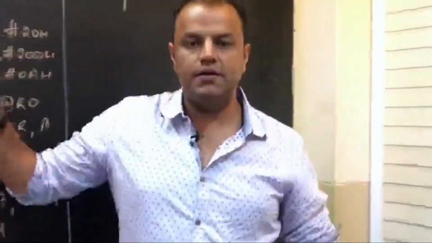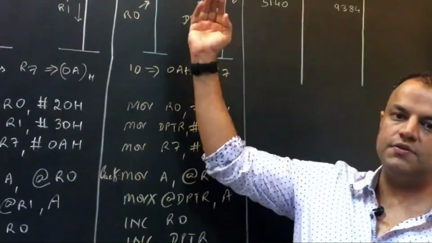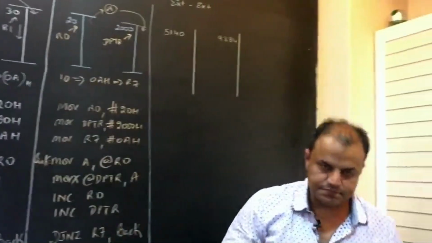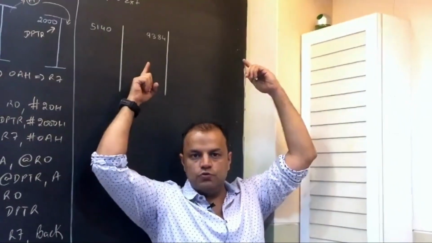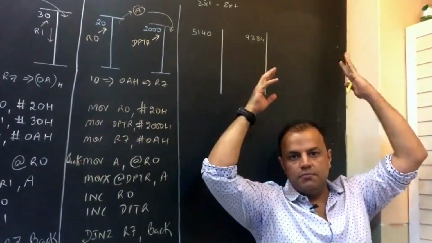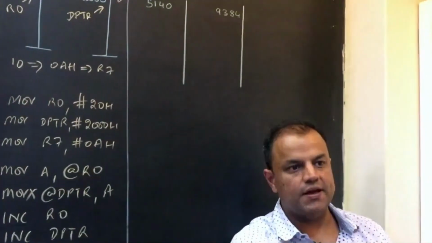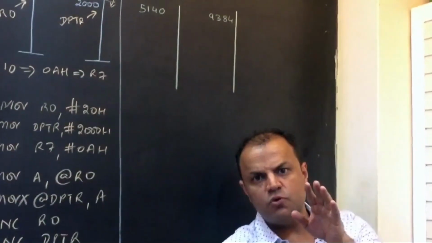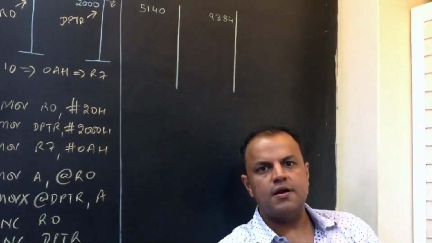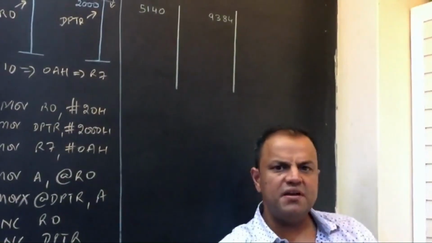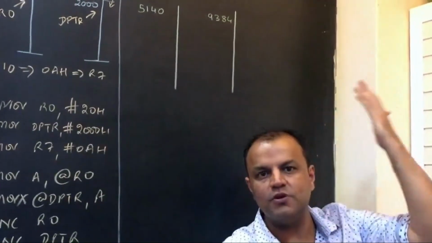When we did internal RAM to internal RAM, we used R0 and R1. Internal to external, R0 for internal, DPTR for external. External to external, I need a pointer for the source and a pointer for the destination, but I am helpless because there is only one pointer that works for external RAM, that is DPTR. Yes, if you've learnt addressing modes thoroughly, for external RAM you can also use R0, R1, but they have a very limited range, and purposely I have taken addresses beyond that range because that's what the examiner will do.